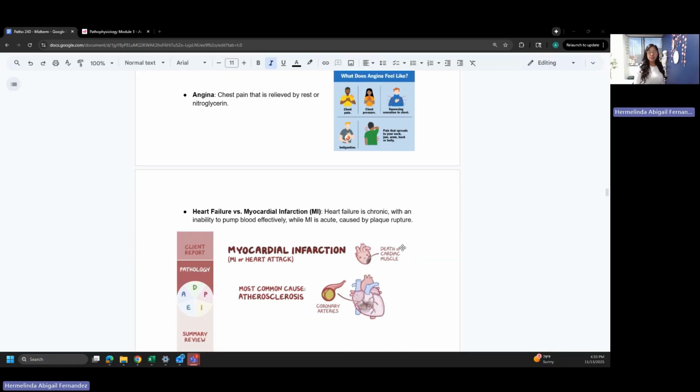Heart failure versus MI. So heart failure, it's chronic, with an inability to pump blood effectively. MI, that's acute. If we think back, I know I've spoken to some of you about this. Acute, it's only "cute" for a little bit or a short time. Chronic, it's going to be chronological. It's going to take more time, or it's going to be a longer process. So heart failure, that's chronic. Acute is only for a short time, so your MI is only for that short time.